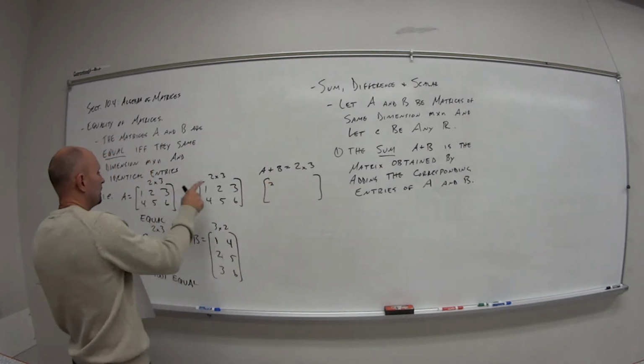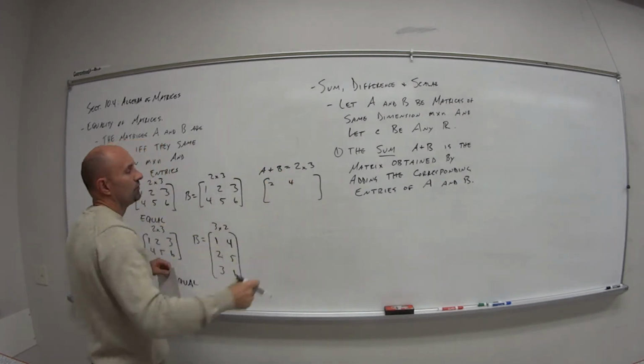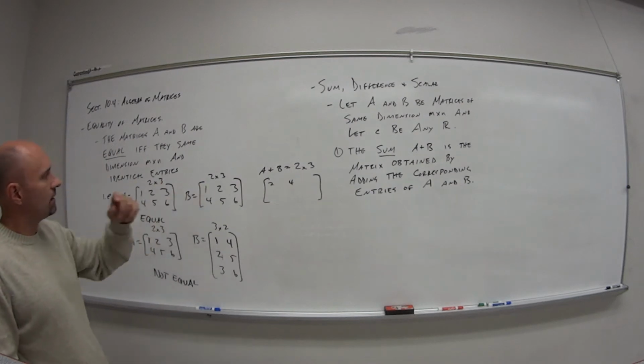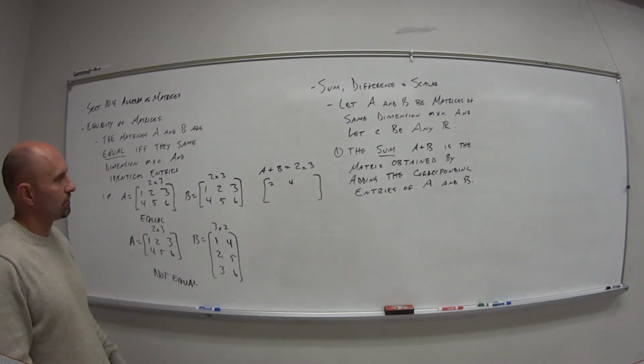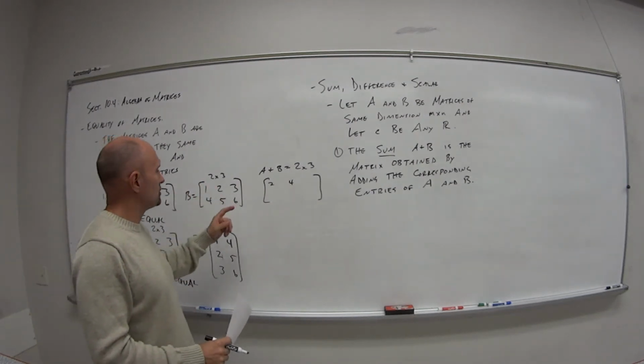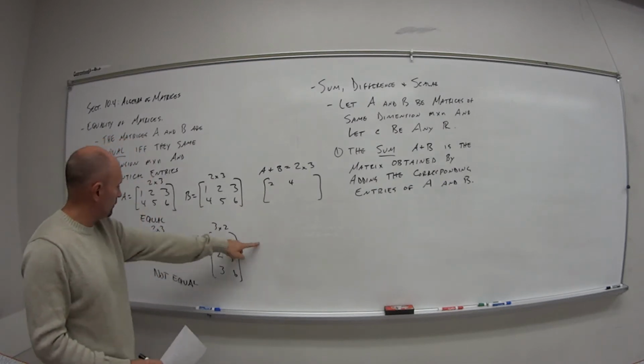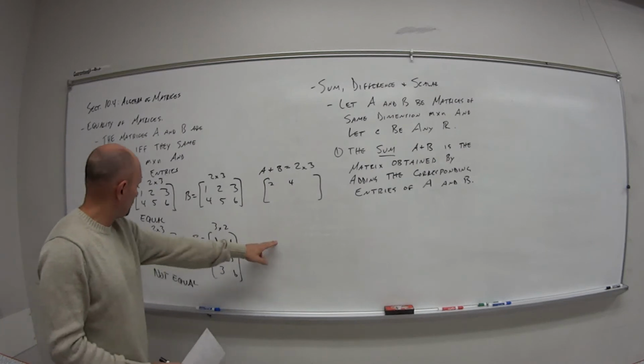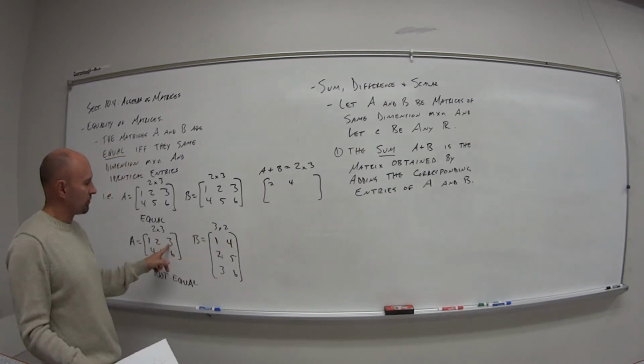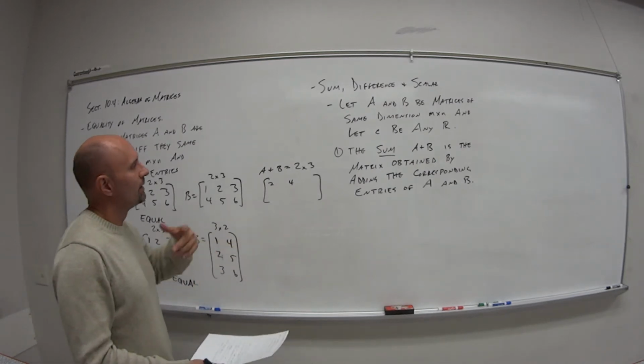1 plus 1, 2. 2 plus 2, 4, and so forth. You're just adding the corresponding entries. That's why the dimensions have to be the same. I couldn't add these two because I have 1 plus 1 is 2, 2 plus 4 is 6, but now what am I supposed to do with the 3? There's nothing to add it to.